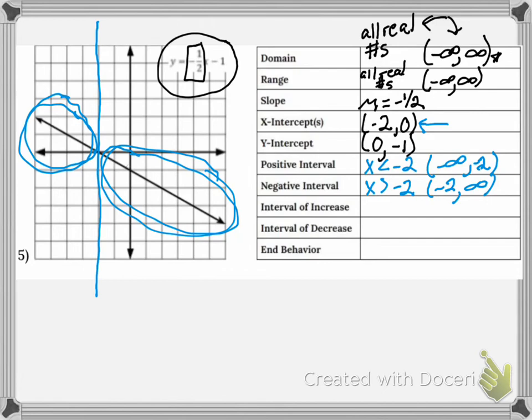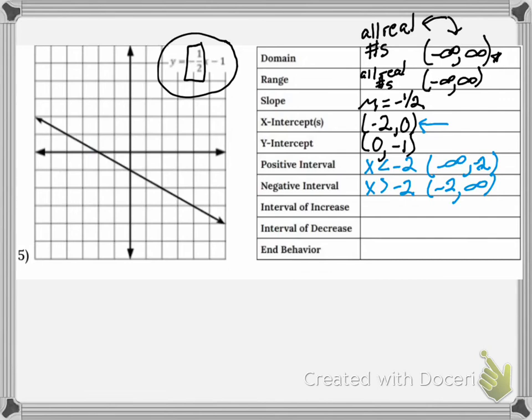So then increasing and decreasing. When we figure out increasing and decreasing intervals, when you look at a graph, always read the graph from left to right. So start at the leftmost part of the graph and see what's happening. If we start at the leftmost part of that line and we follow along, is it going up or is it going down? It's going down. So that means the interval of decreasing, we would say all real numbers, or using our interval notation, -∞ to +∞. The interval of increase, if we go from left to right, there is no interval of increase.